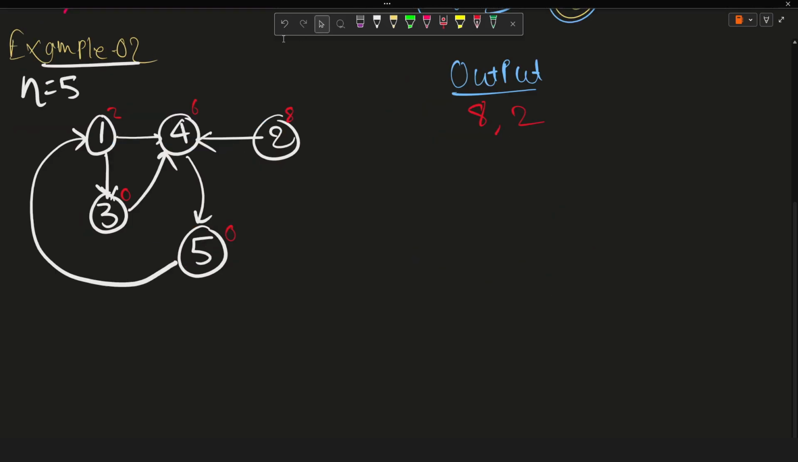So let us now discuss the second example of the problem statement. In this example we are given 5 nodes and the expected output for this is 8 and 2. So let us see why it is 8 and 2. What we have to do, if you remember, is build checkposts on junctions which will help us in minimizing the total cost and also protecting each and every junction.